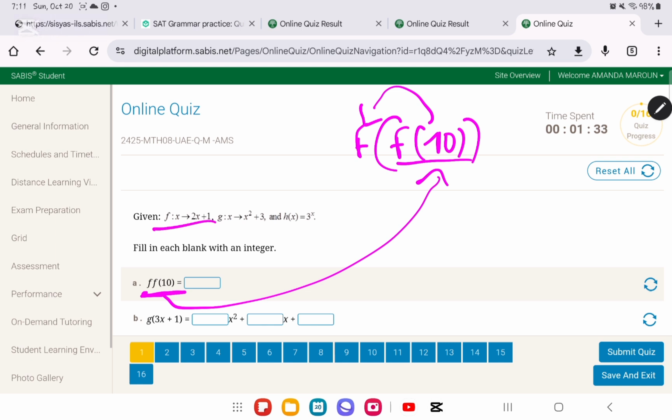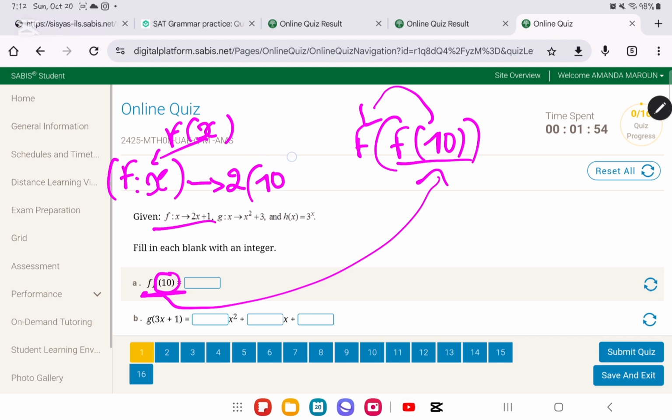So the function f is here. That means if we're going to find f(10), we're going to replace x by 10. So now it becomes f(x), this means f(x), by the way. It is going to give us 2x plus 1, and we said every x we're going to replace it by 10. 2 times 10 plus 1. So now f(10) is going to be 21. So that means if we replaced 10 inside of f, we will get 21.